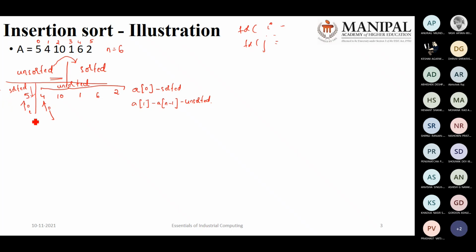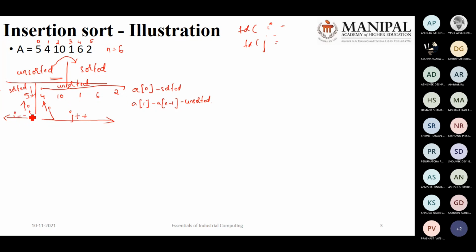Basically this should move in the reverse order, that is you are decrementing it, whereas the j index should move in this direction. Okay, this is incrementing. In every iteration you increment the j loop, so that in the first iteration you consider 4 and insert it into the sorted list. In the next iteration you consider 10, add it to the sorted list, and so on. So you are incrementing j.